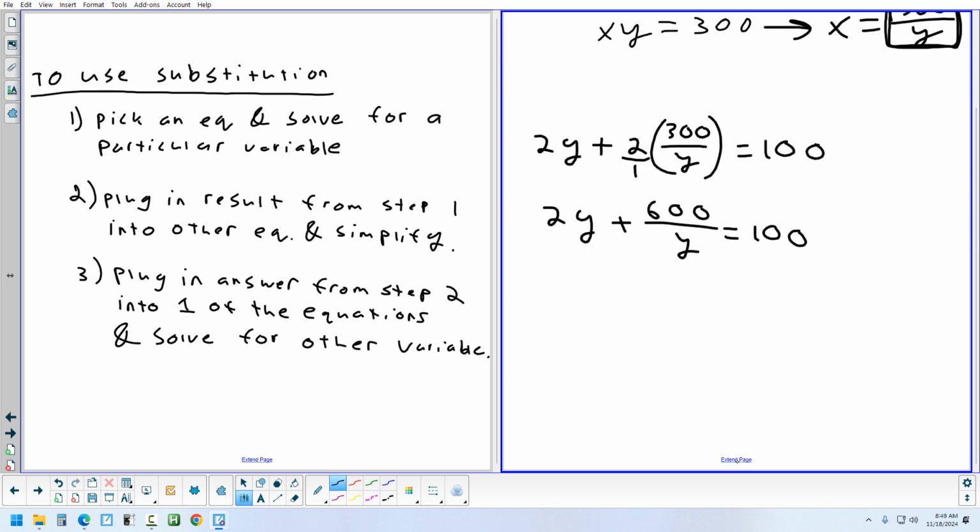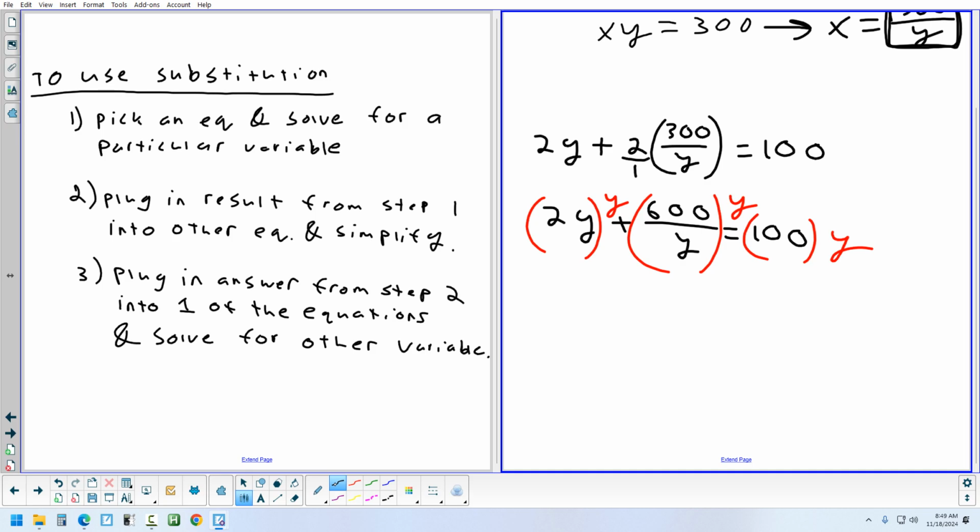And now, let's see. What's kind of annoying about that is that fraction. What's making it a fraction is the divide by y. What could you do that would cancel out dividing by y? Yeah, you can multiply by y. But you have to do it here, here, and there. So if you multiply everything by y, it's going to get rid of that fraction in the middle.